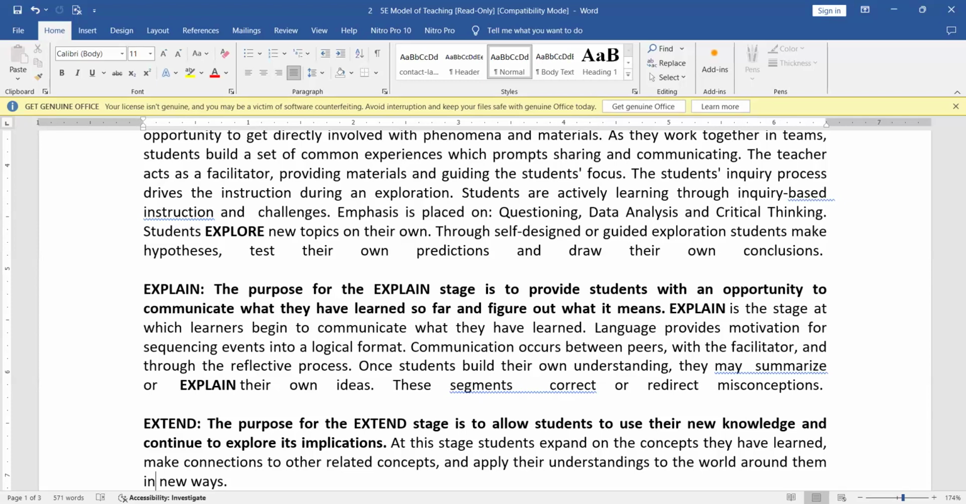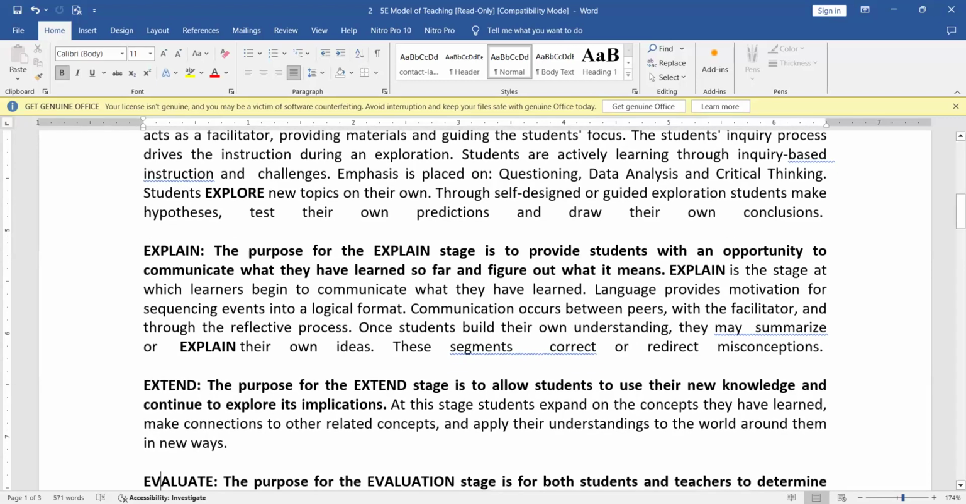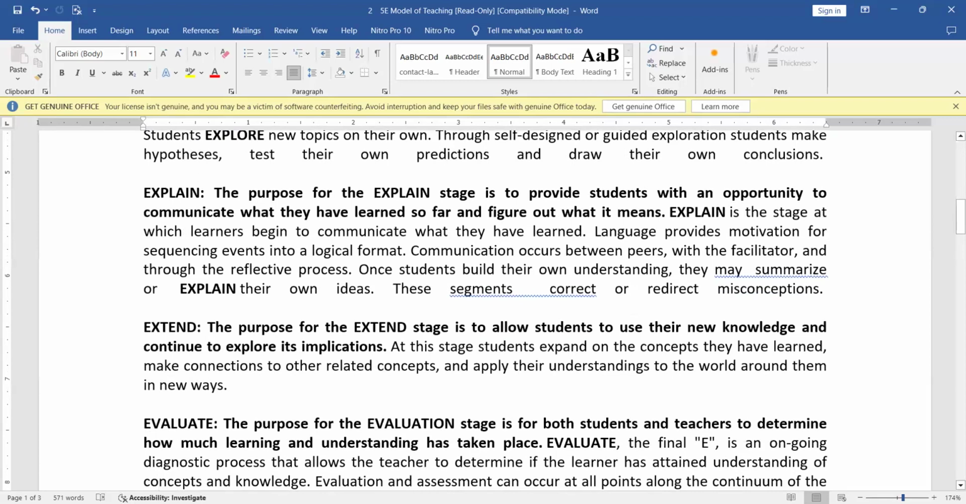Are you okay? Is it clear? Okay then. Then you go to extend or elaboration. Extend or elaboration.